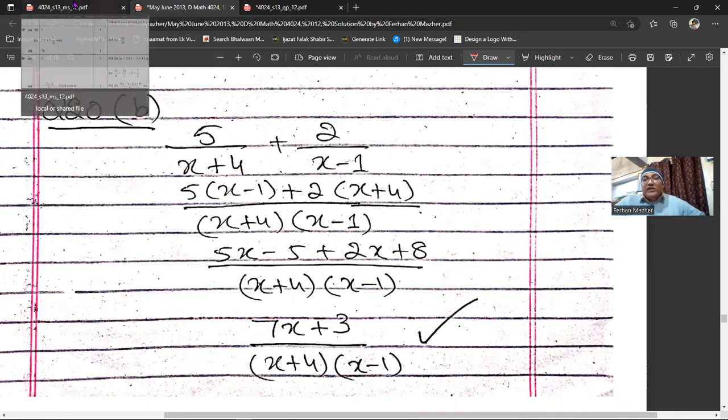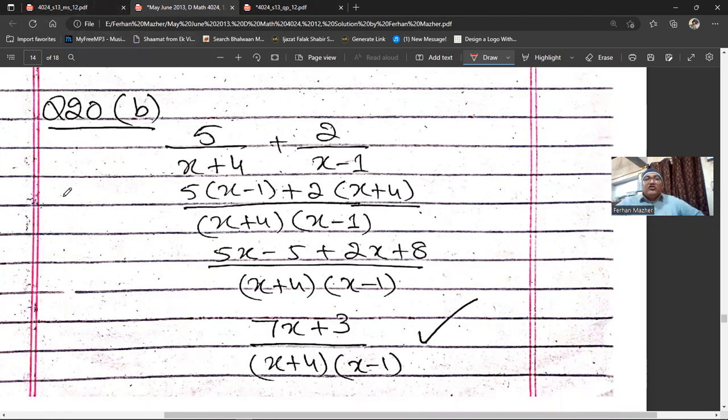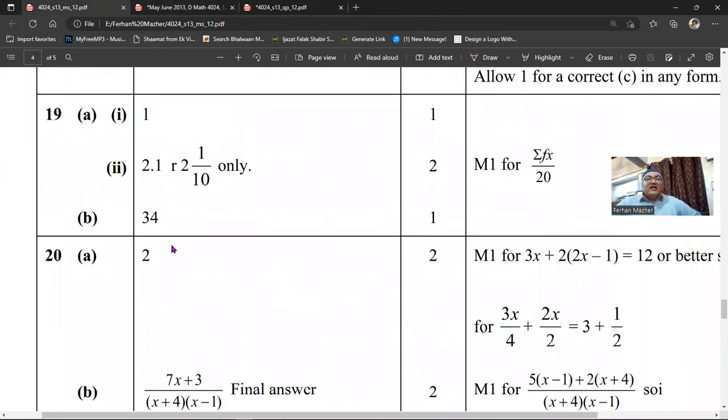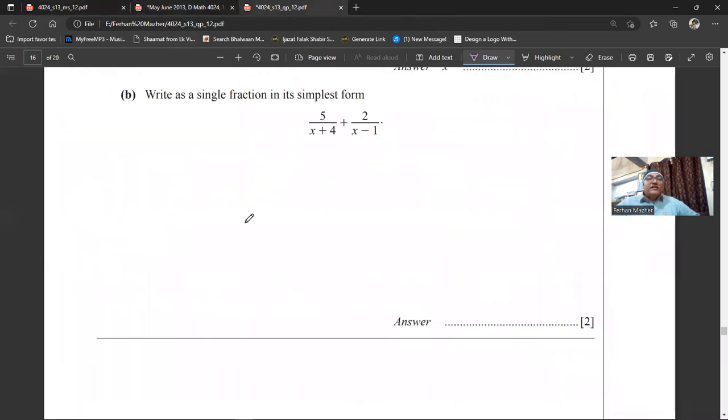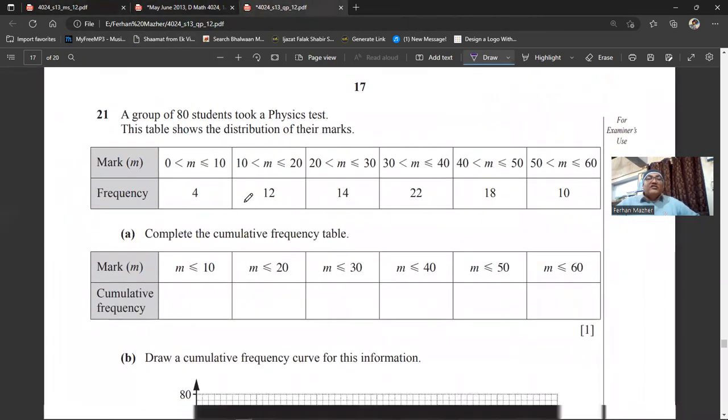Question number 20, it's B part. The solution is showing up on your screen. Let's check the answer. Our answer is perfectly fine. That is question number 20, B part. Okay, so we are going to the next question.